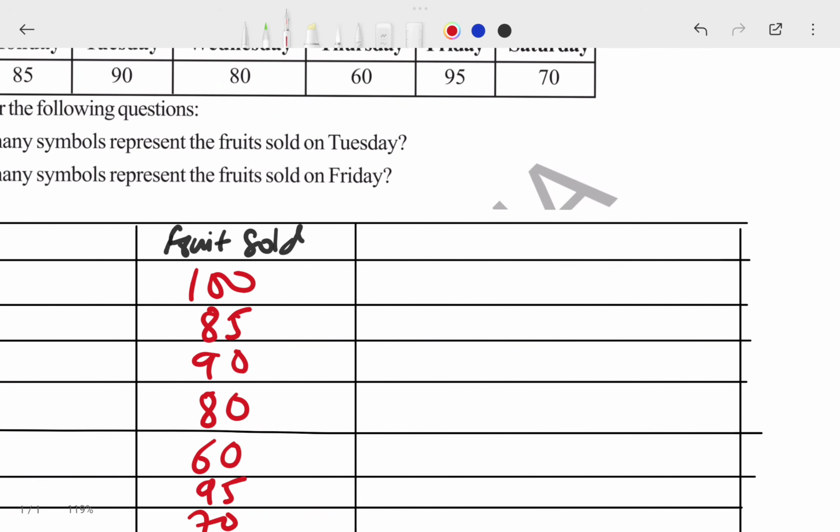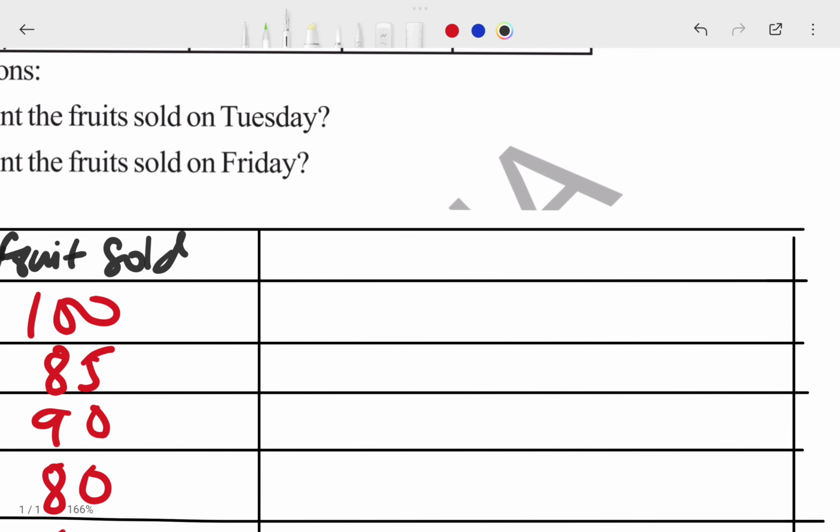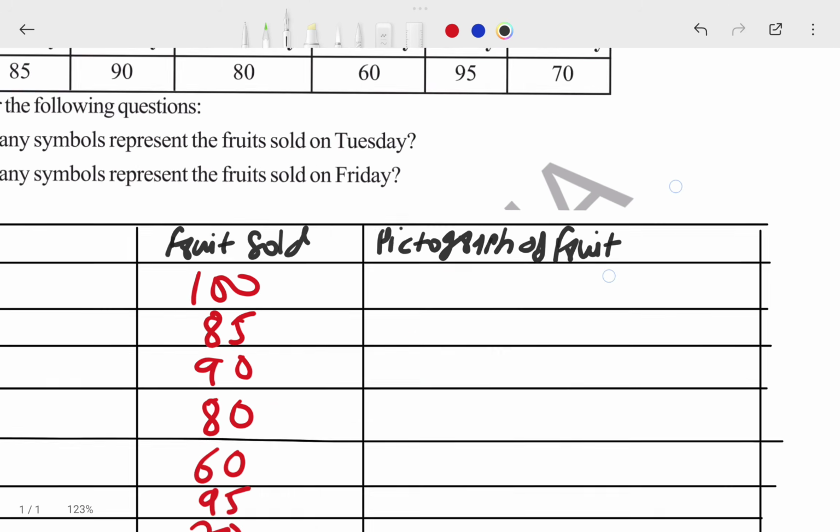Now we have to make the image. What do we have to make? We have to make the pictograph, the pictograph of fruit. So we have to take one symbol.